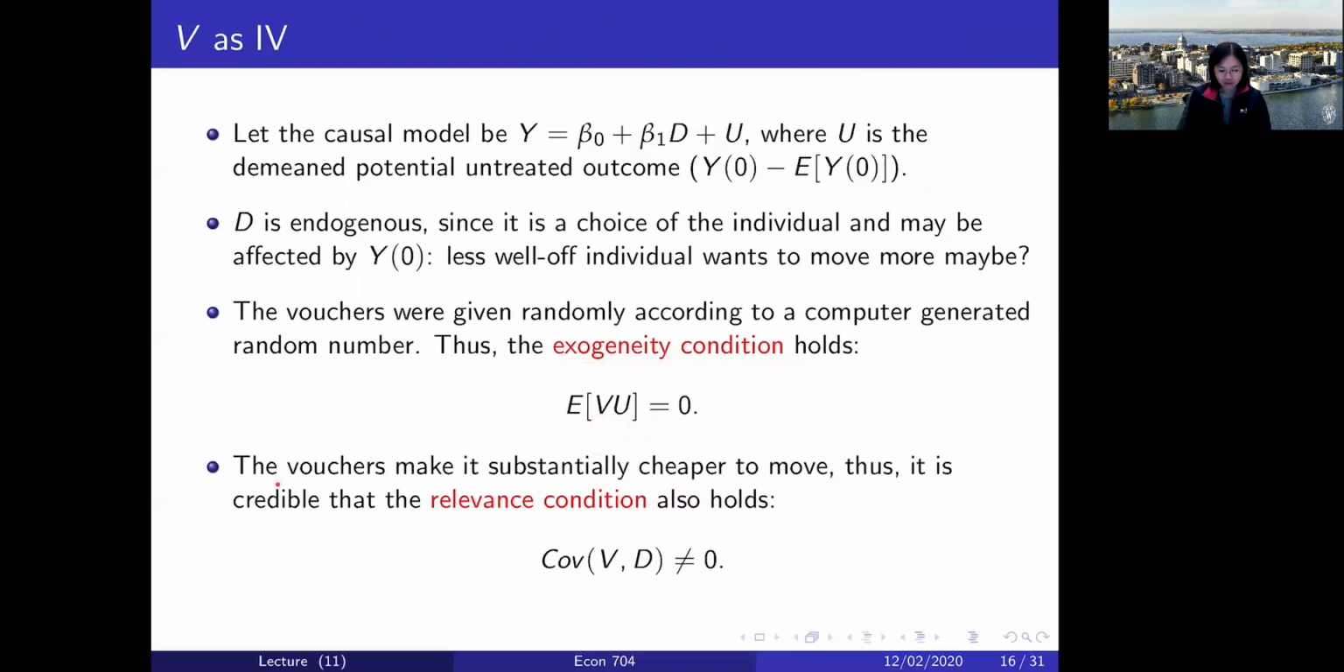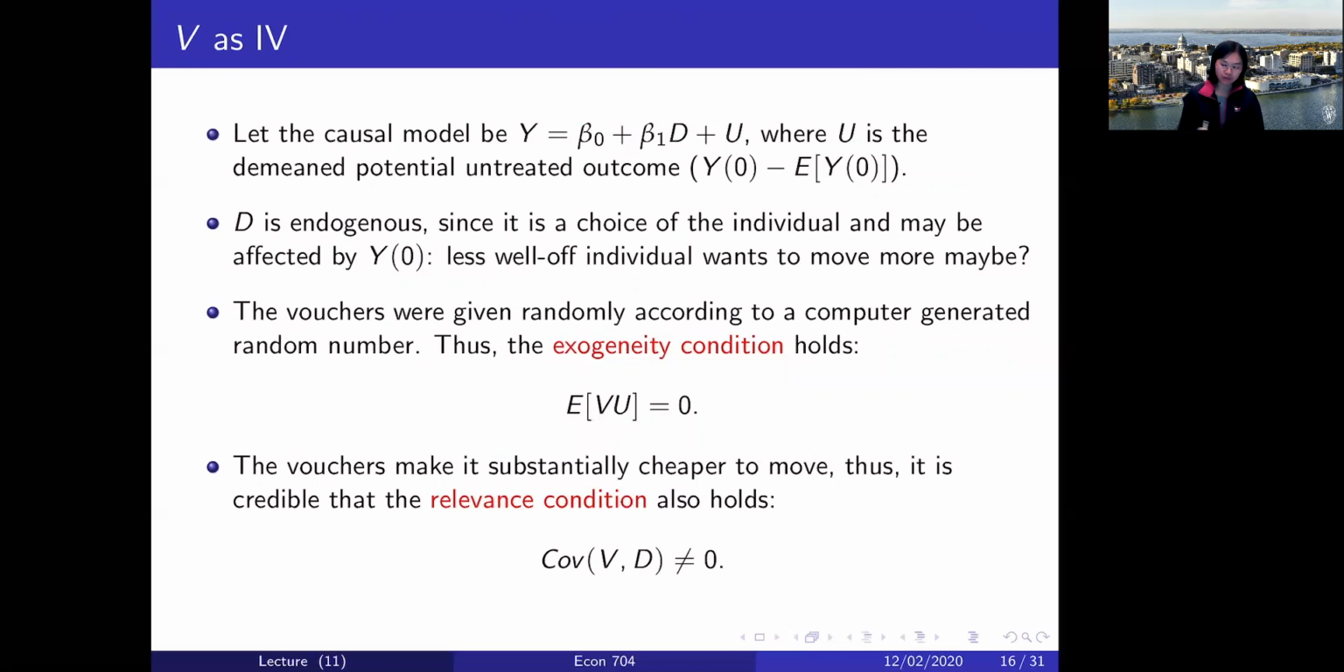And also the voucher gives people money if they move, so that makes it substantially cheaper to move. Therefore, it is credible that the instrumental variable is also relevant for moving. So this variable V, the voucher dummy, satisfies the two conditions required for an instrumental variable. So it can serve as a good instrumental variable.